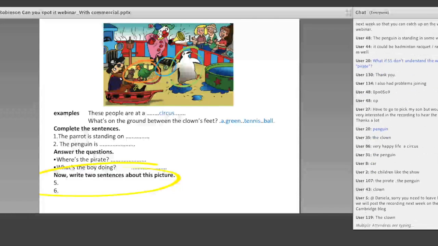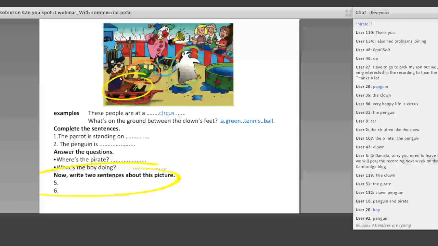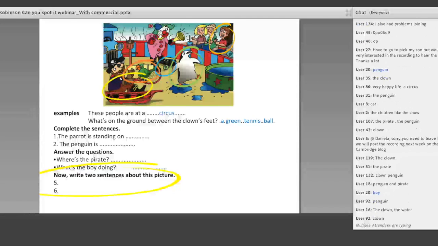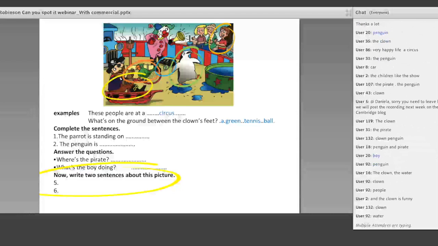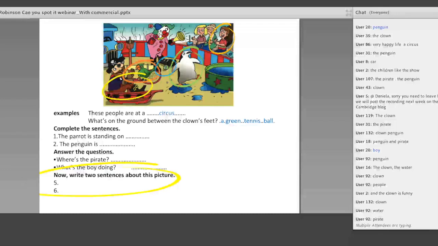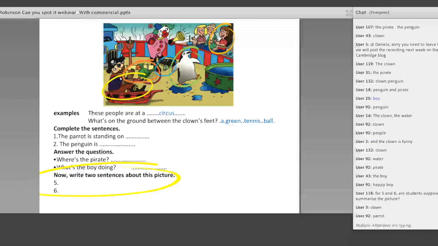Yeah, we've talked about the parrot, the penguin, and we've talked about where the pirate is. Okay. And we've talked about the boy and what he's doing. So which of the things in the picture haven't been described?